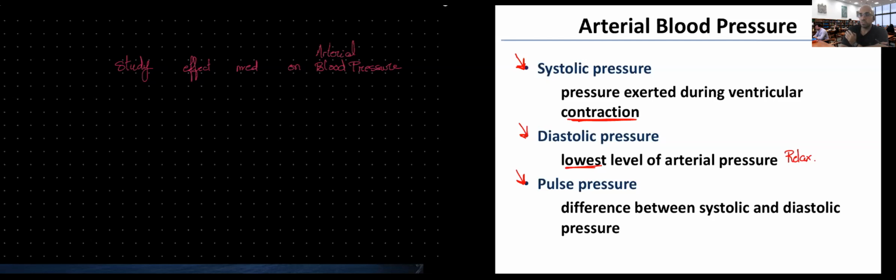but systolic is not going to give me a picture of the average pressure. Systolic is the highest pressure I get. Pulse pressure is the difference between the two, right?